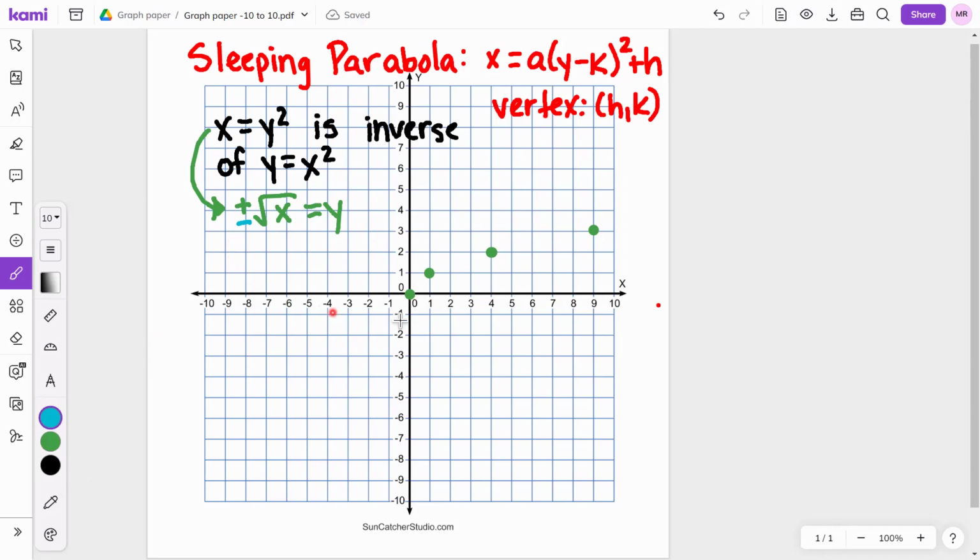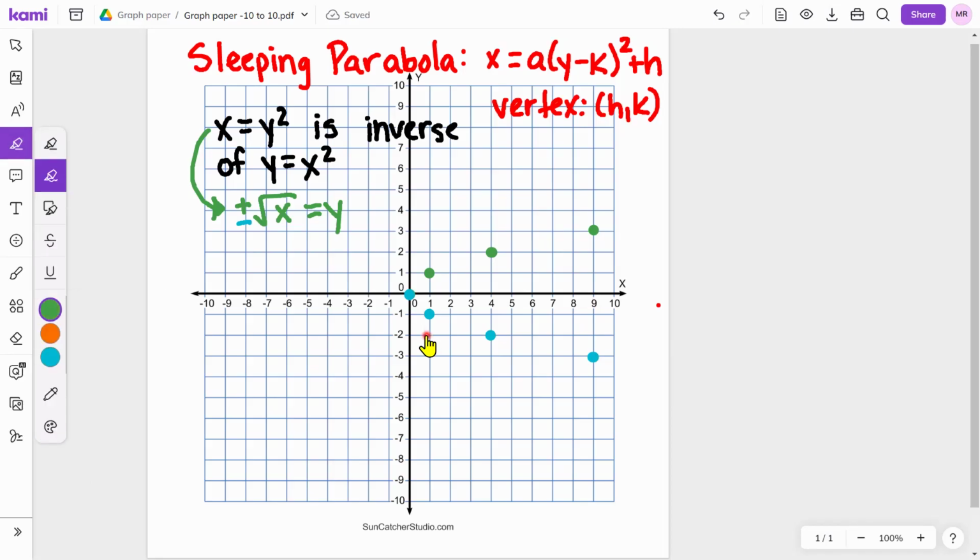Now, I'm going to do the negative square root. Well, square root of 0 is 0, times it by a negative, still 0. I'm going to go out 1. Square root of 1 is 1, times that by a negative, negative 1. Go out 4. Square root of 4 is 2, times that by a negative, so negative 2. And 9, square root of 9 is 3, times that by negative 3. And then you see we have our positive square root and we have our negative square root. Now together, this is x equal y squared.